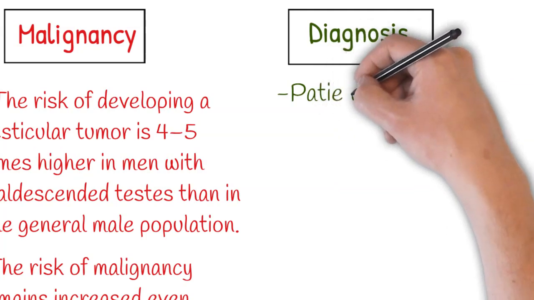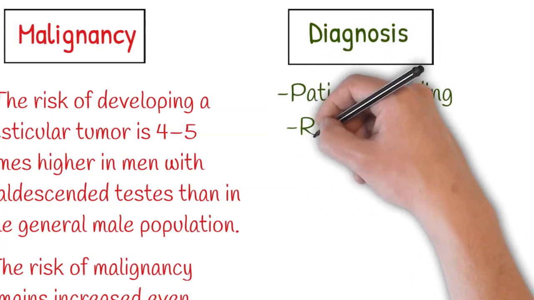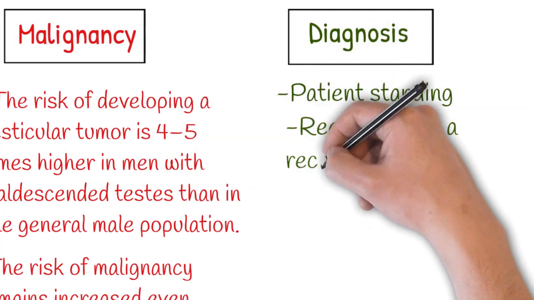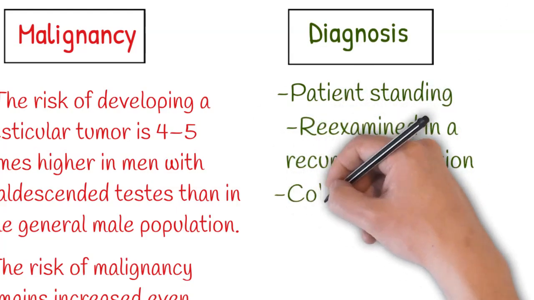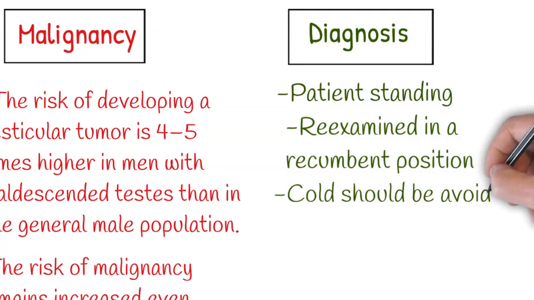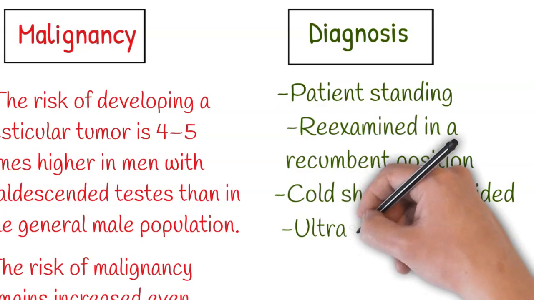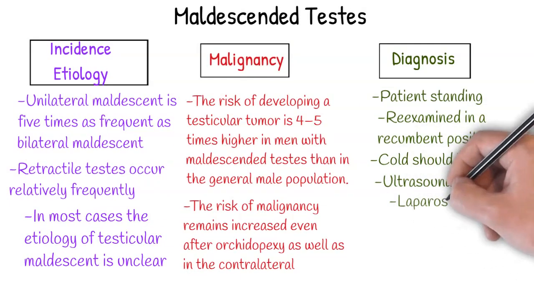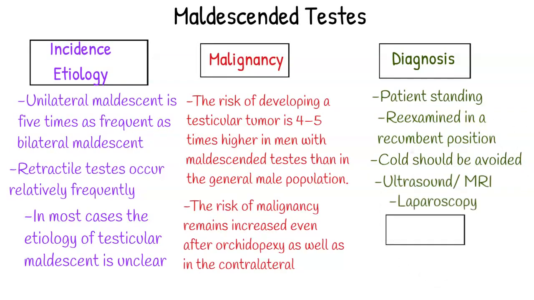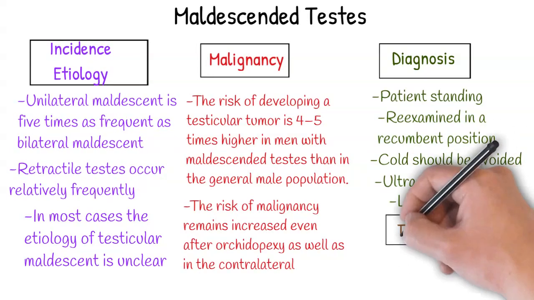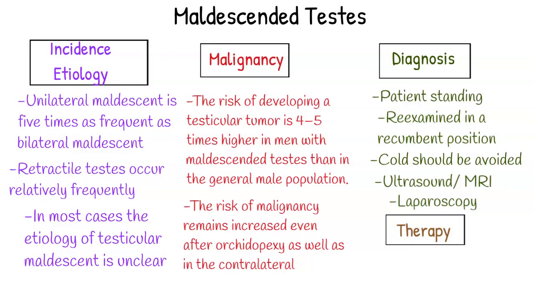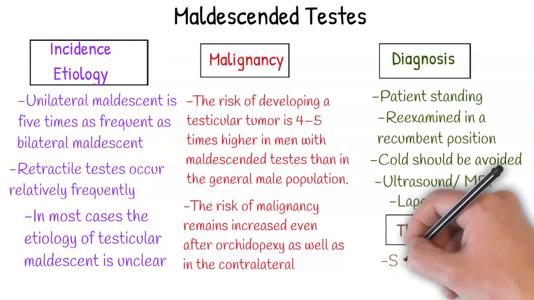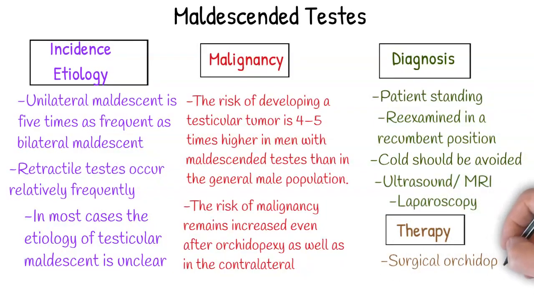How to diagnose patients with mal-descended testes? Patients should be examined both in standing and in recumbent position. Cold should be avoided. Sometimes ultrasound and MRI, even up to laparoscopy, are used for diagnosis of undescended testes. How to manage patient with undescended testes? By surgical orchidopexy, which should be done as early as possible but not before the age of 6 months.